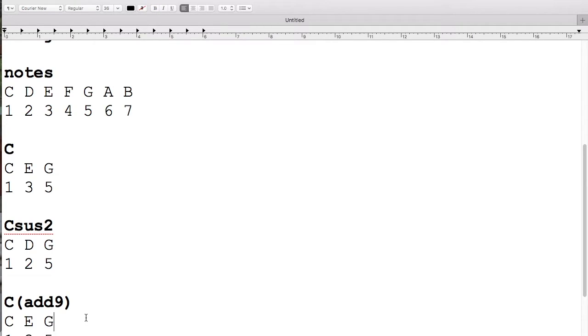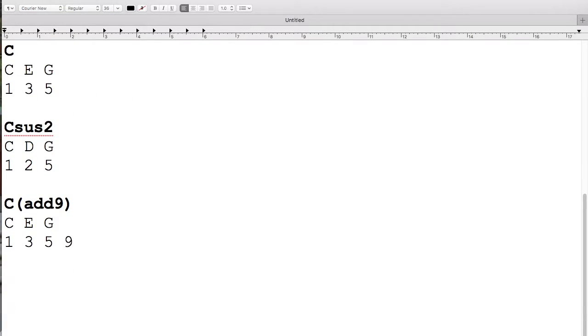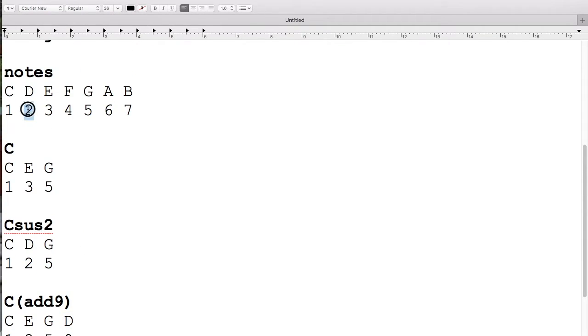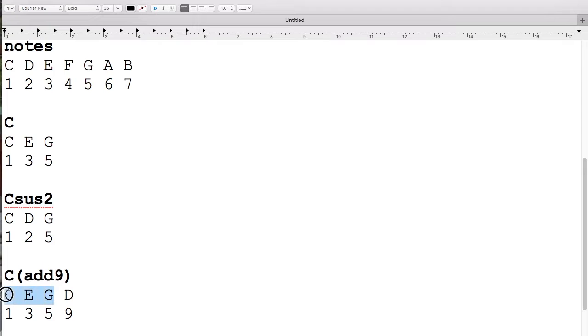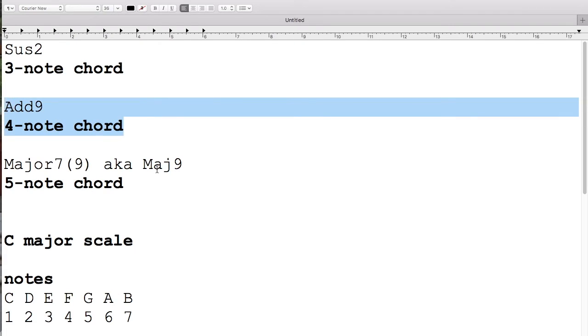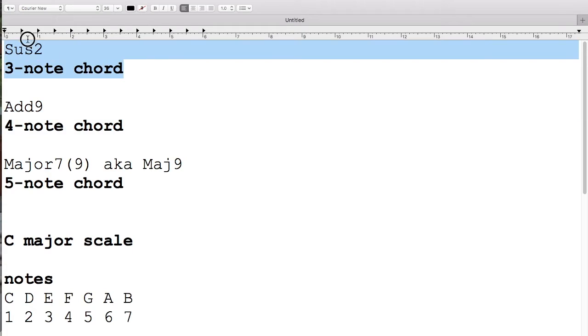So I'll jump to conclusions here, and just say that's an Add9 chord. We added D, right, which is the second note in the scale. We added D to an already existing C triad. So you can see why we're saying that an Add9 chord is a 4-note chord, whereas a Sus2 is a 3-note chord.